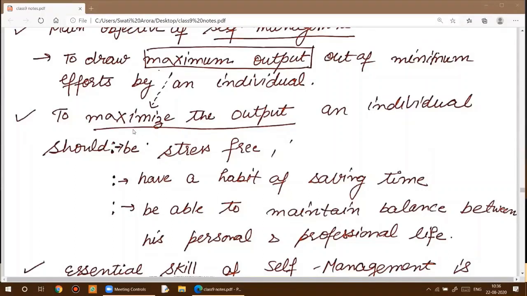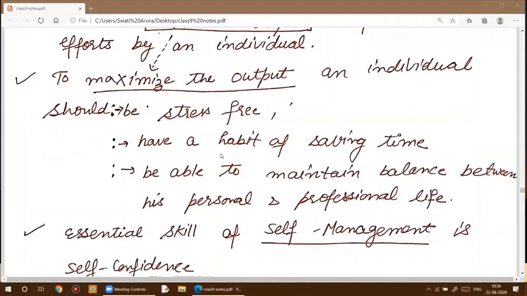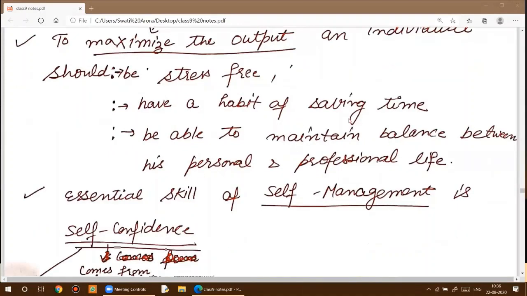So in order to maximize your output, one should be stress-free. You should not take stress of the things, rather you should take the work in a positive way. You should have a habit of time saving. How can you save your time? By managing it. Because time is limited, 24 hours only you will get in a day. So if you are wasting that time, definitely you will feel stress at the end of the day, because most of the time would have gone in wasting the things. So we need to manage the time.